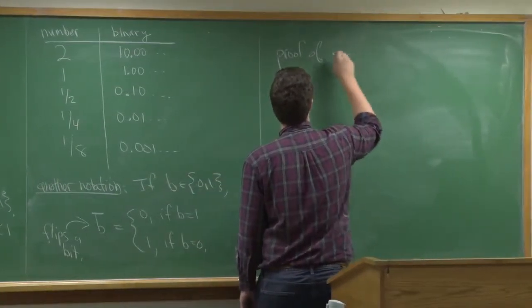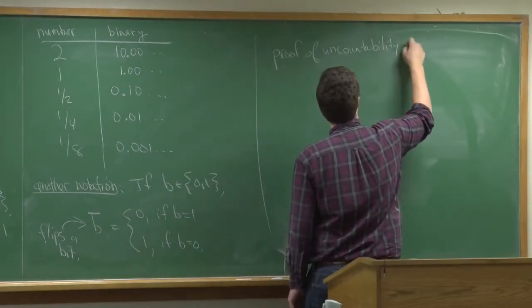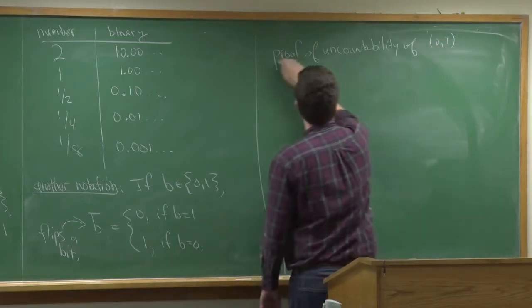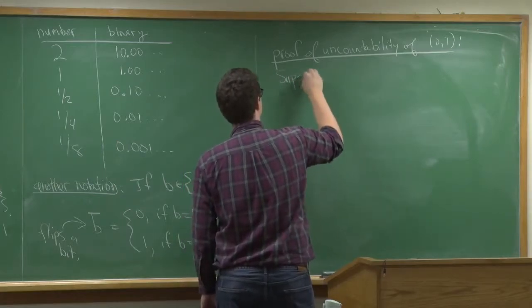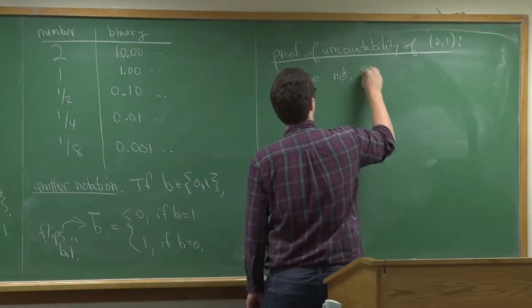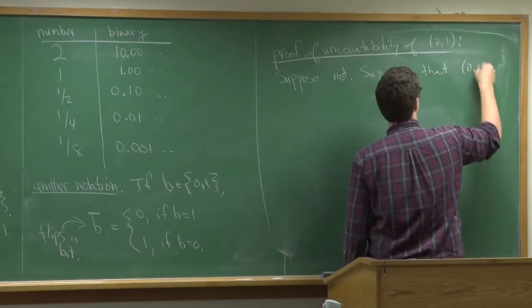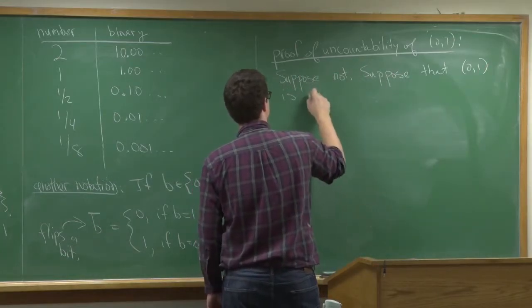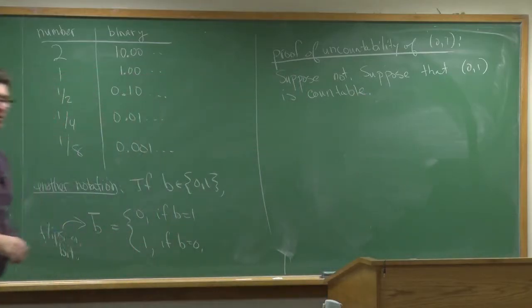of the uncountability of 0, 1. This interval. Okay, so suppose not, right? So we're supposing that this number 0, 1 is countable. Okay? So by being countable, this means that there exists a sequence that I could write down. So there's some sort of sequence that I could write down.